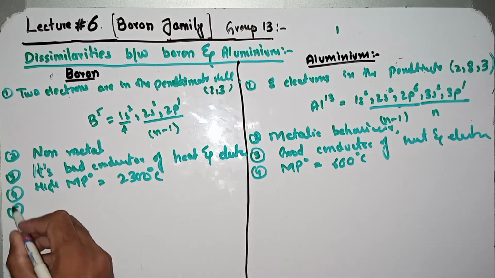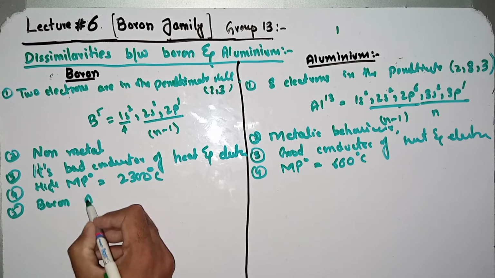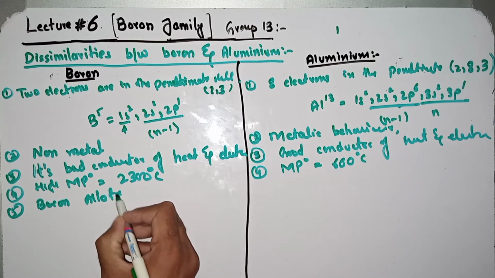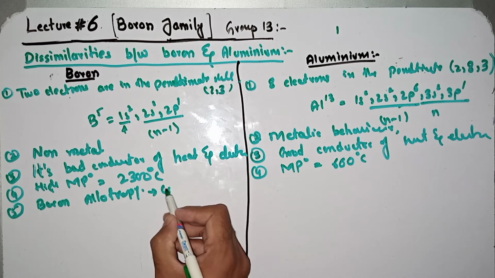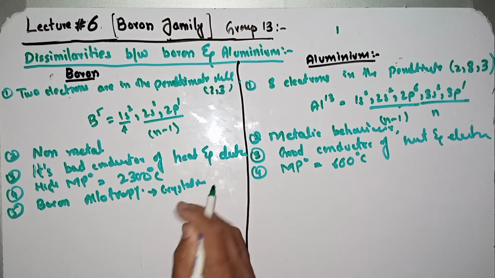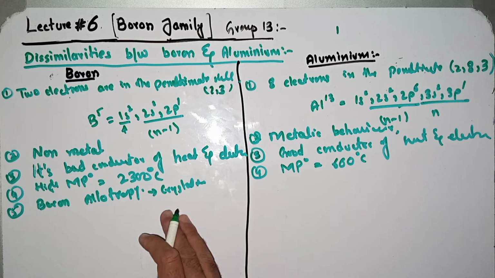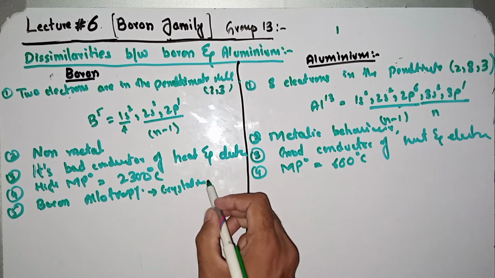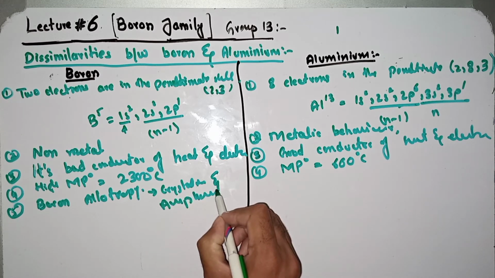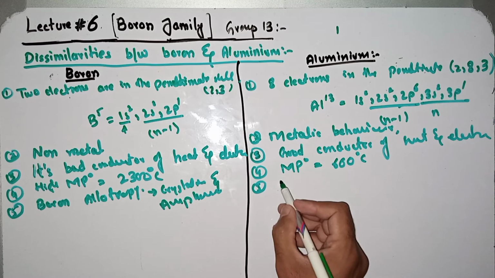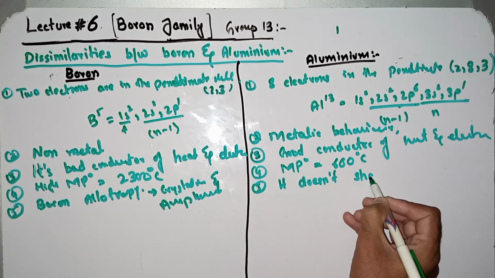Another difference is that boron shows allotropy, while aluminum doesn't show allotropy. Boron can exist in crystalline as well as amorphous forms. Both forms exist, and that's why it shows allotropy. While aluminum doesn't show allotropy.